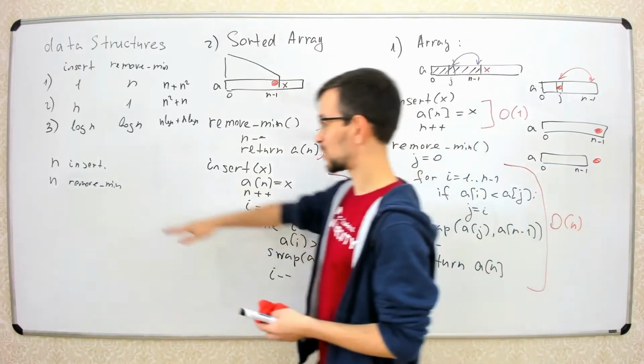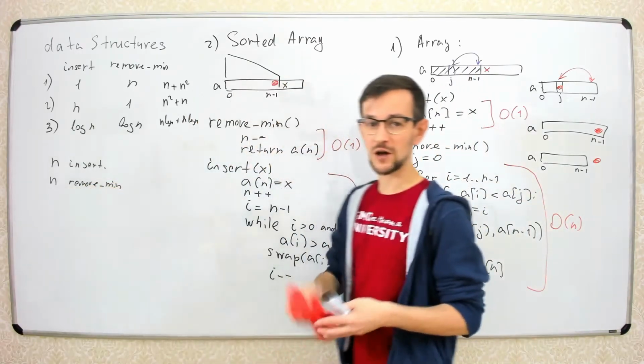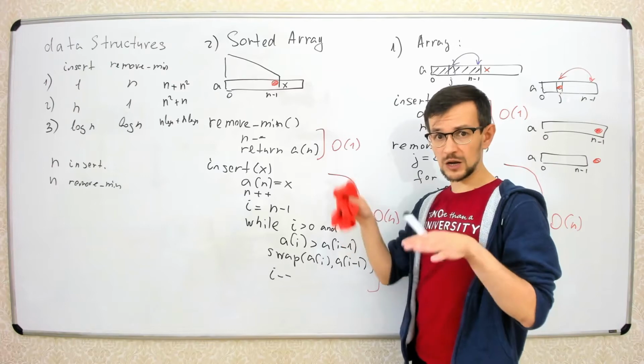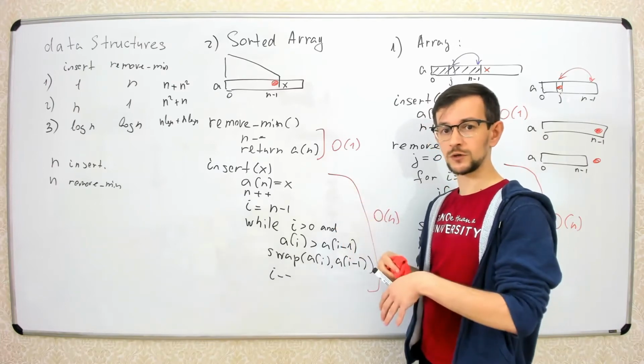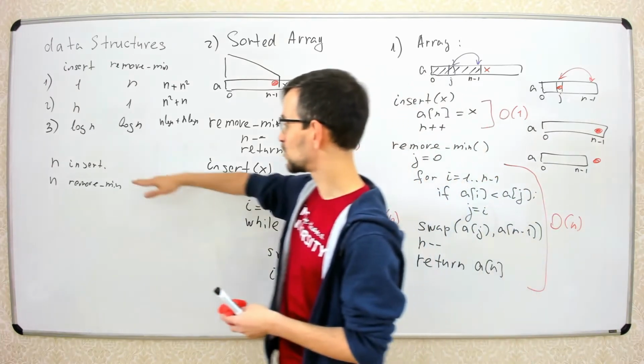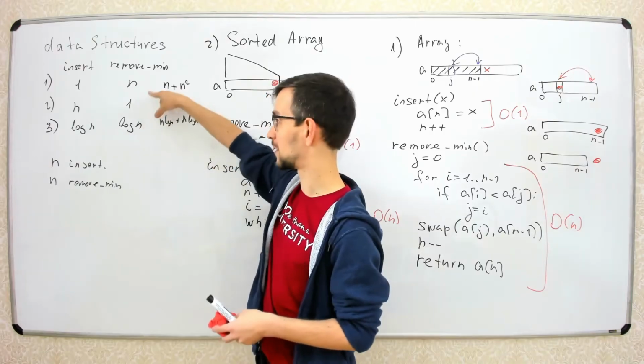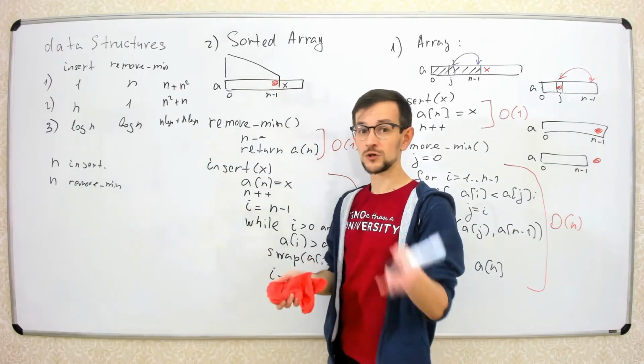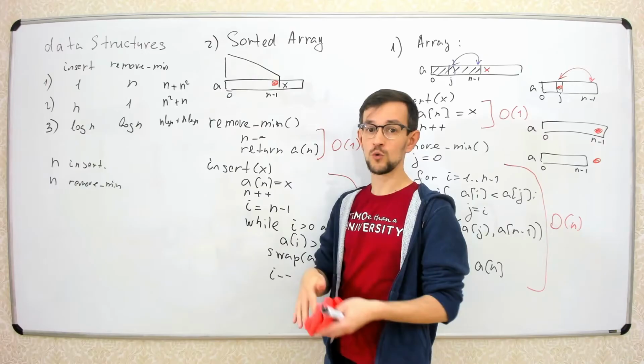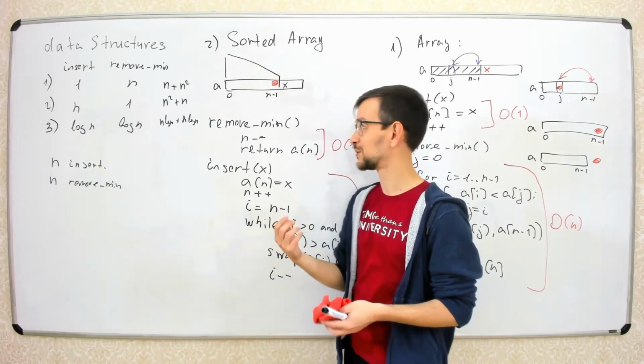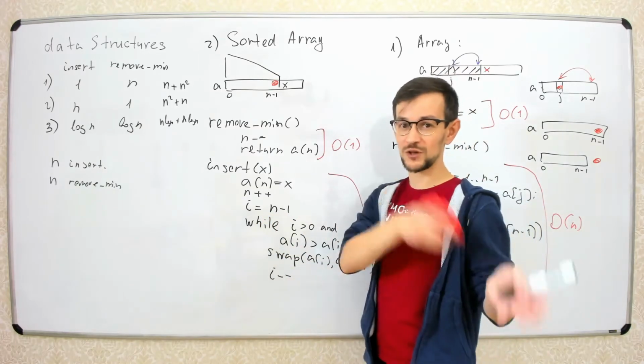Usually you have a situation like this. This is the common situation. Usually you have about an equal number of insertions and removals. So usually this data structure is better than these two, because when you insert an element in the heap, usually you need to remove it at some point. So usually you have the same number of insertions and removals.